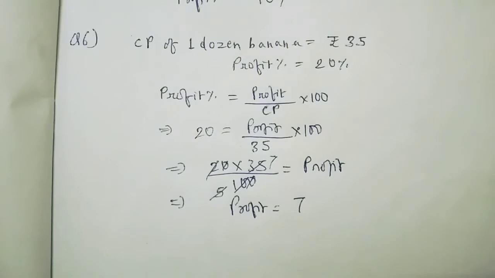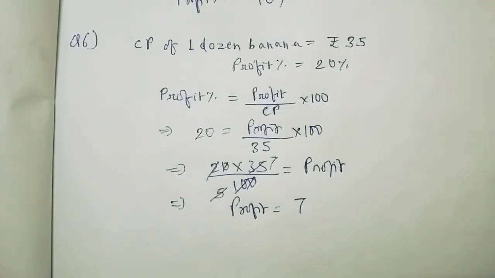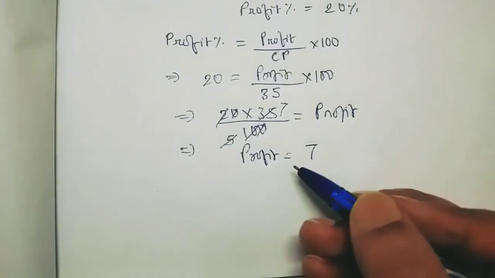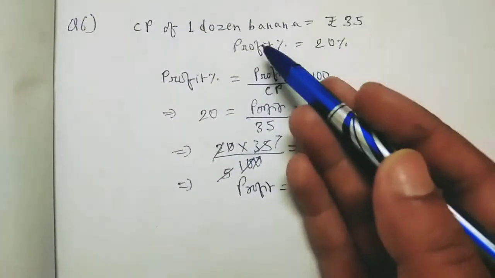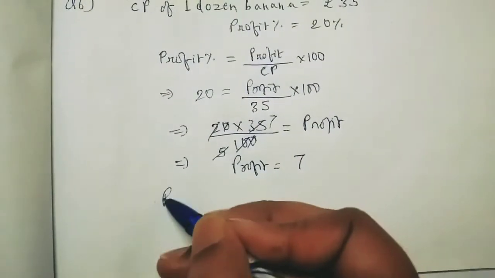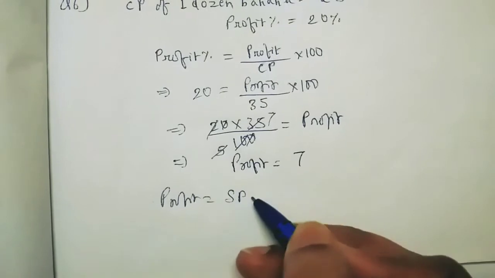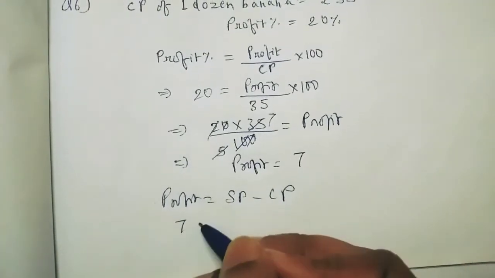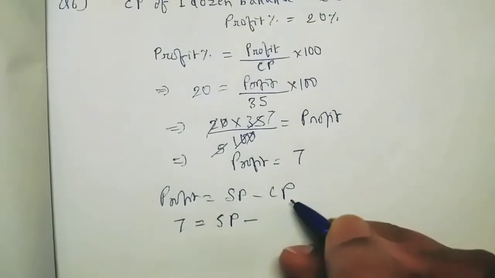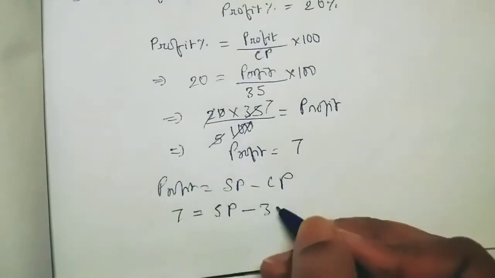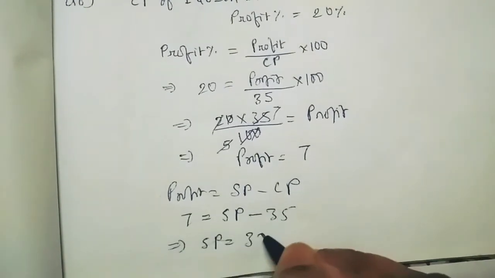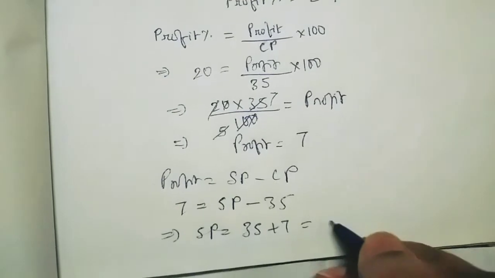Now what you have to find out? You have to find out the value of the SP of one banana. But before that you have to find out the SP of 1 dozen of banana, because this is the CP of 1 dozen of banana, 35. So this is the profit of 1 dozen banana. So profit equal to how much? The formula is SP minus CP. Okay, so profit you got 7. Then write down 7. Then SP you have to find out, SP of 1 dozen banana. Then CP is what? 35 rupees. Write down 35 here. Now SP equal to how much? So 35 plus 7. It is 42.